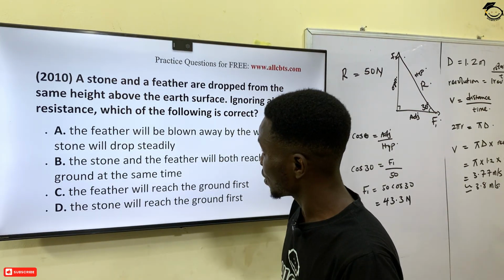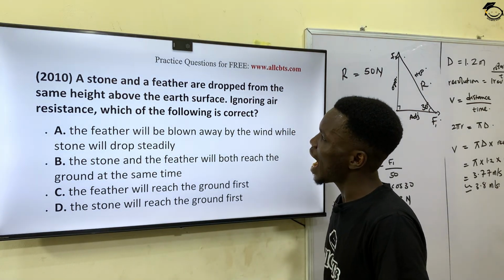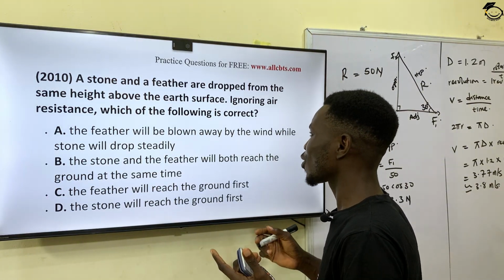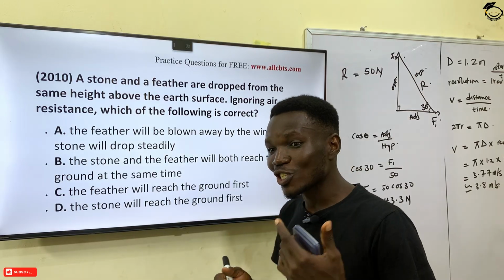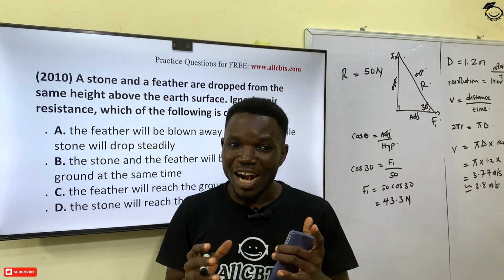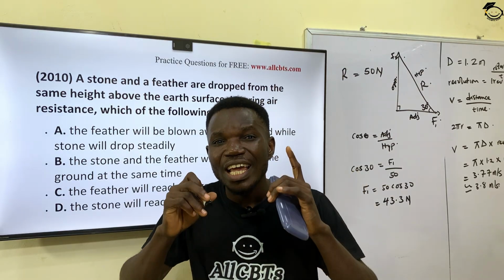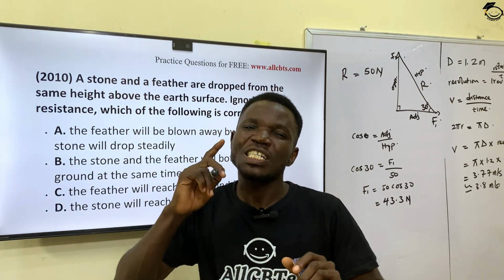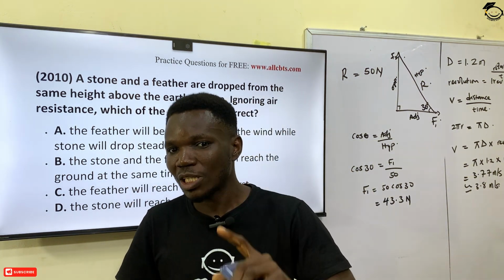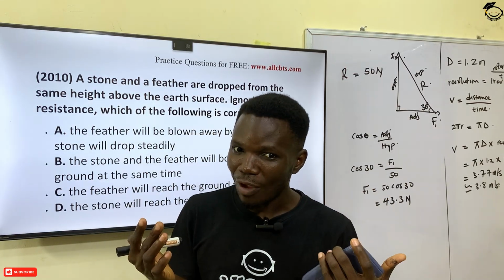This question was gotten from 2010. It says, a stone and a feather are dropped from the same height above the Earth's surface, ignoring air resistance. Which of the following is correct? So this was stated by Sir Galileo Galilei when he said that whenever the influence of force and other particles are not directly affecting objects, irrespective of their mass, when dropped at the same time, they will get to the ground at the same time, irrespective of their mass, because there is no gravitational pull and there are no other forces acting on it.